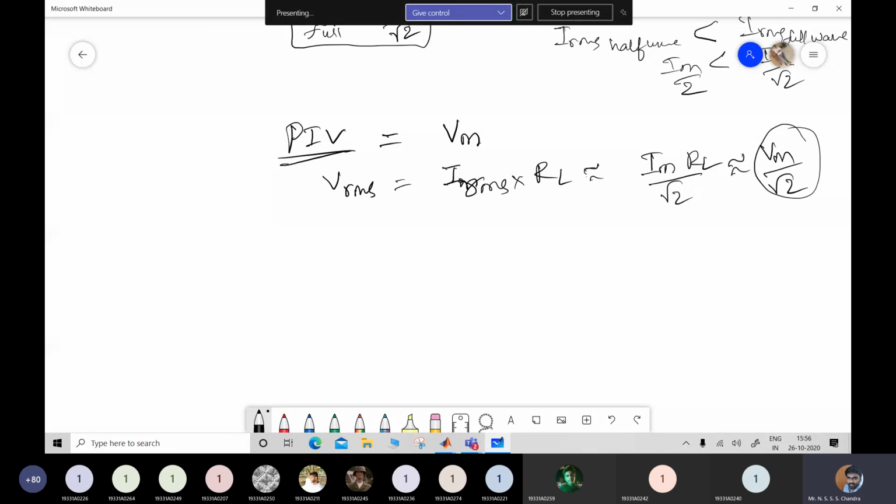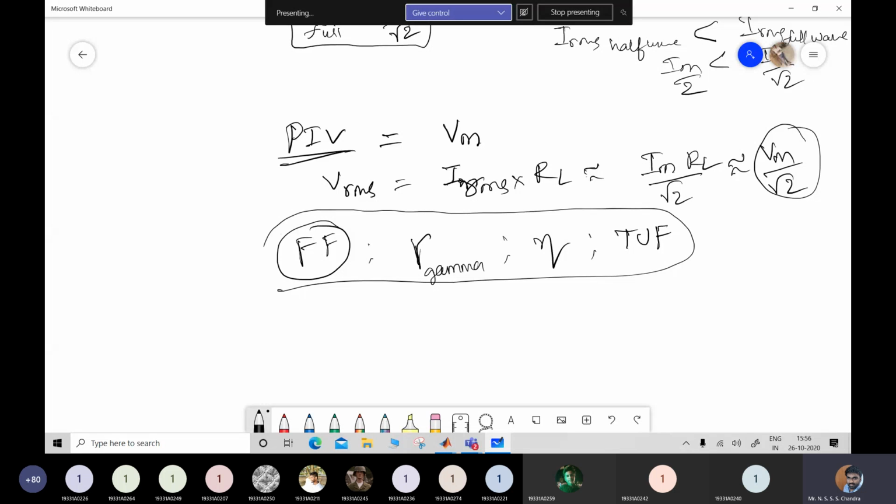Next we have to find out the form factor, the ripple factor gamma, the rectifier efficiency eta, and then the TUF values. So this we shall do in the upcoming classes. With this I'll end this.